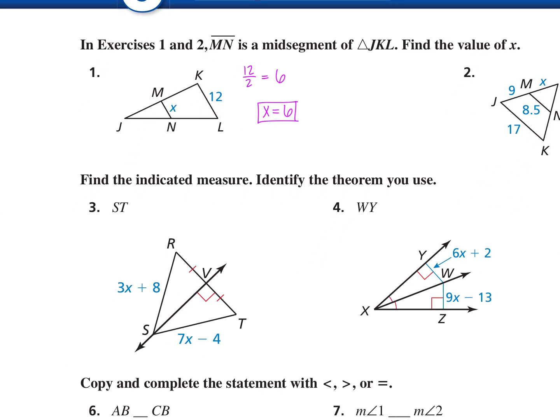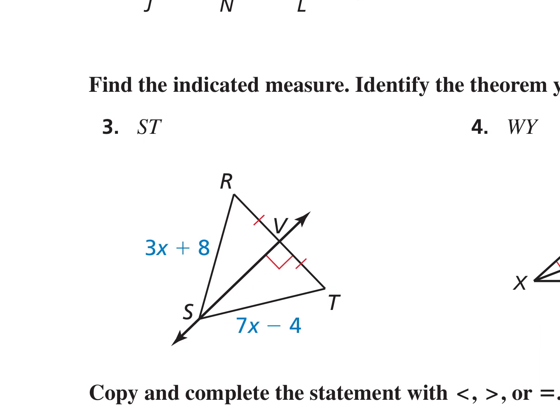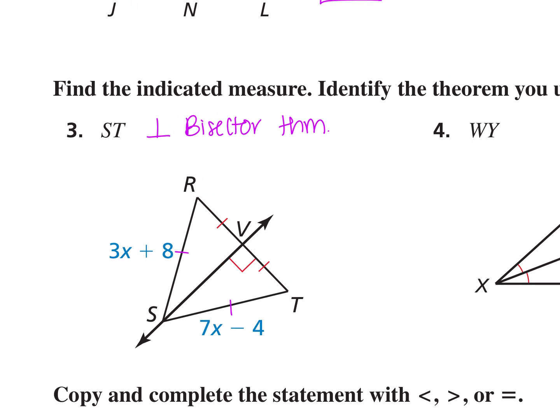All right, 3 and 4 and 5. It says find the indicated measure. Identify the theorem you used. So looking at number 3, first thing I need to figure out is my theorem. What theorem is this? Good. This is going to be the perpendicular bisector theorem, because they're giving me that perpendicular bisector. This is my perpendicular line, and they're showing me that it is bisecting. So with that being said, I know that these two are going to be congruent. So I'm going to go ahead and solve for X.